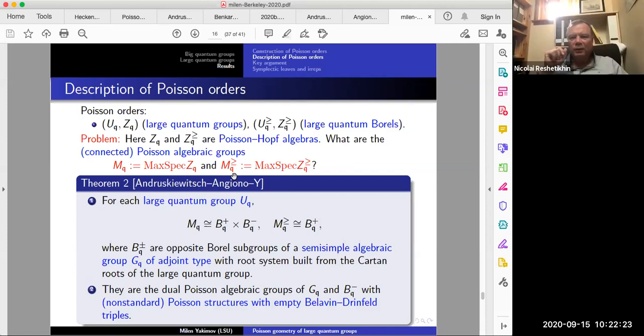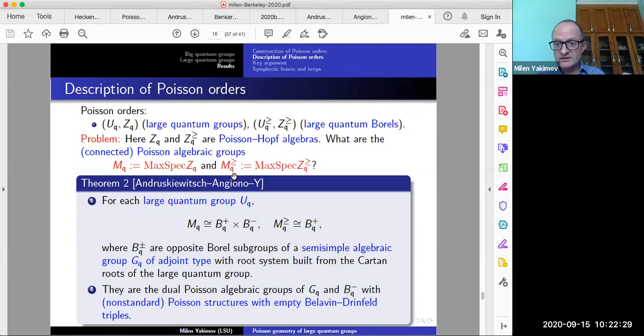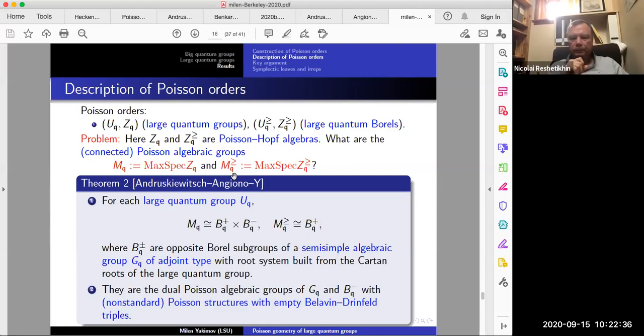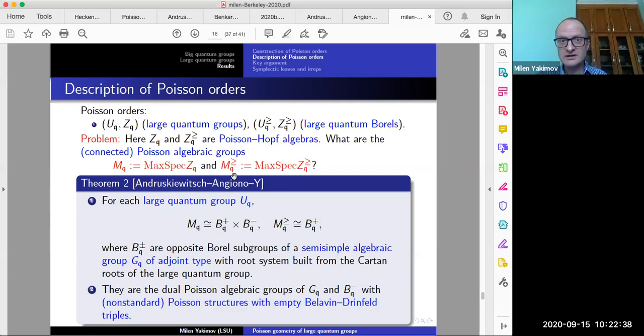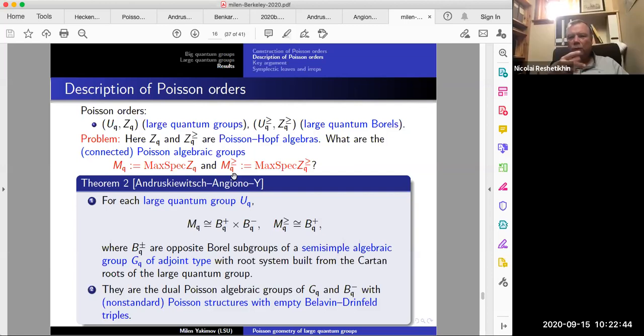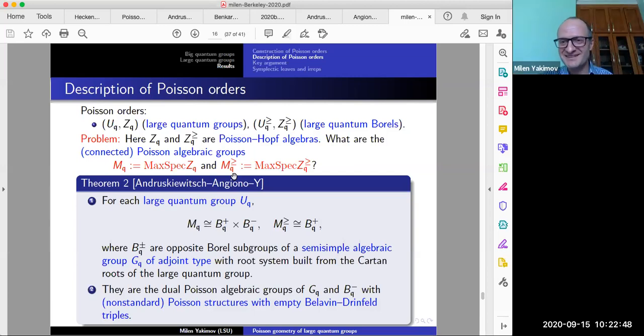Milen, sorry, what do you mean exactly by empty Belavin-Drinfeld triple? So the Belavin-Drinfeld triple consists of subsets of the Dynkin graph and an isomorphism. Both sets are trivial. Okay. So these are the Belavin-Drinfeld structures that appeared once in a paper that you wrote in Letters in Mathematical Physics. It's twisted by Cartan. Twisted by Cartan, precisely. So in Kohler's language, these are Poisson structures that are twisted by Cartan.